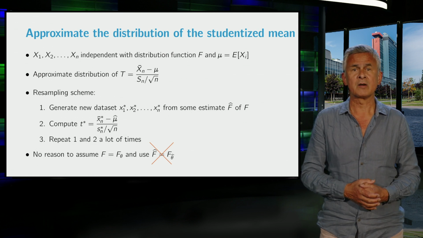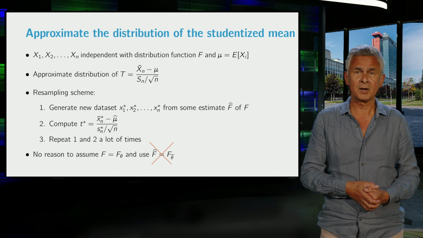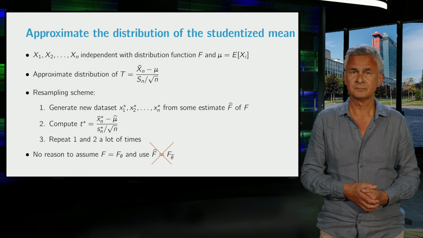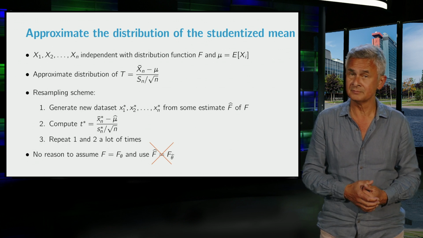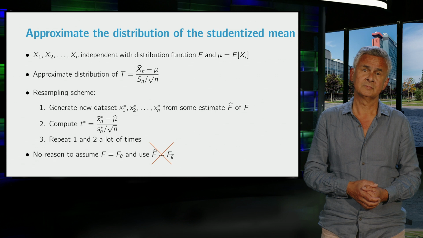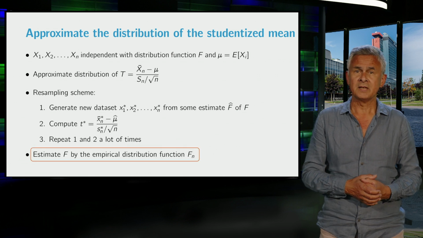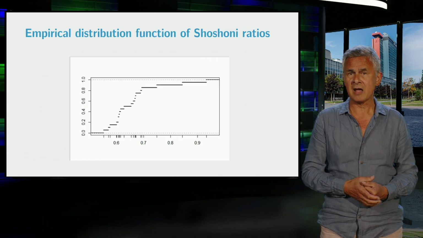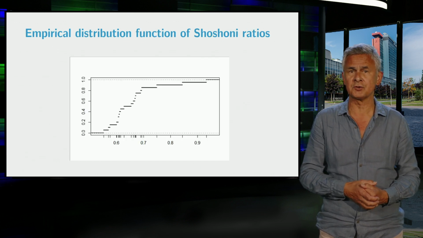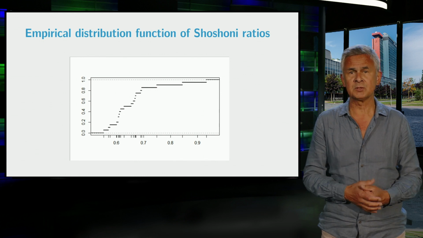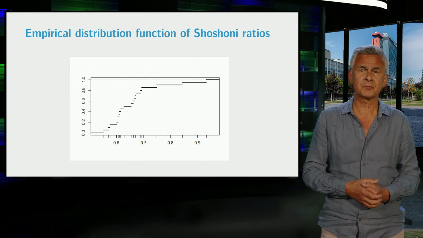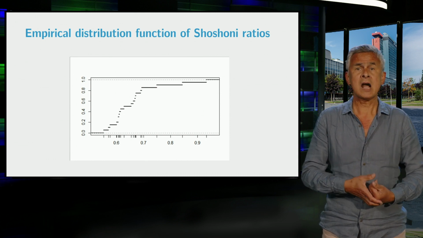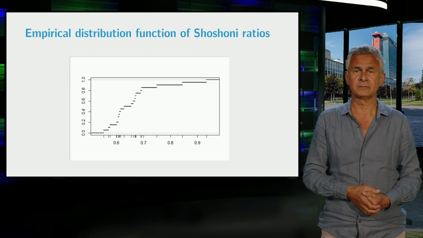However, you have already learned an estimator for the model distribution that does not assume any specific parametric type. Do you remember which one? Indeed, the empirical distribution function Fn. Now here's the graph of Fn for the 20 Shoshone ratios. It lies between 0 and 1, and it has a jump of size 1 over 20 at every observation. Now, how do we generate a new dataset from this?